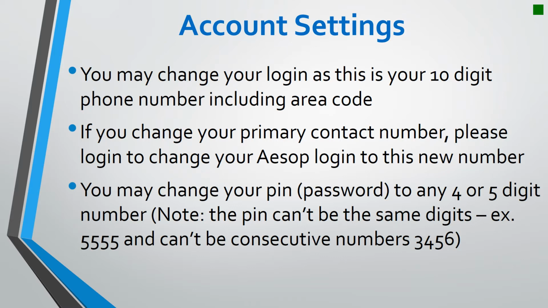Under account settings, you can change things such as your 10-digit login. Your 10-digit login is your phone number including your area code. If you change your primary contact number, please log in to change your Aesop login to this new number. You may also change your PIN, also known as your password, to any 4 or 5-digit number. Note, this 4 or 5-digit number cannot be the same digits, for example 5555, and it can't be consecutive numbers, for example 3456.